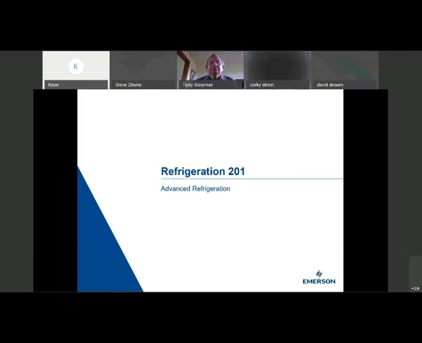They call it advanced refrigeration. This is just the next step above what we did with basic refrigeration last week. It's got some of the same content because some people didn't go to 101; they just go to 201. So there is some repetition, but other than that, it's actually a pretty good class.